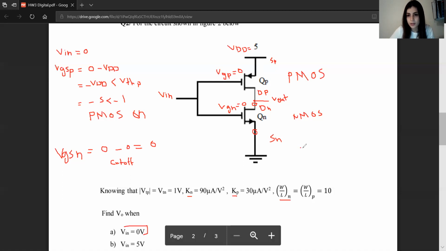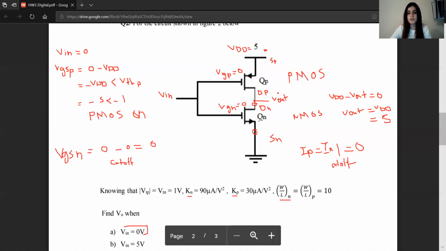So the static current I at P will equal I at N, and N is cut off. So the current will equal 0, meaning that there is no voltage difference between this point and this point, therefore current does not flow. So VDD minus V output equals 0. Therefore, V output equals VDD and is equal to 5.